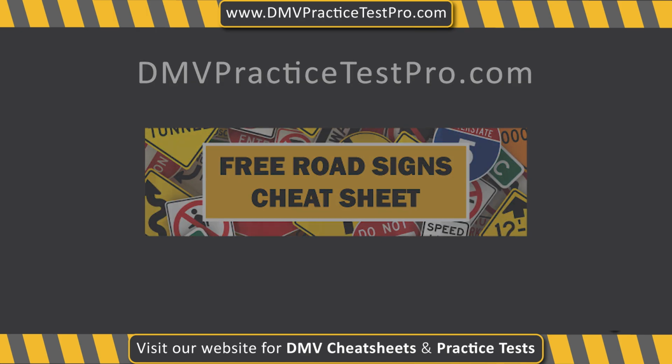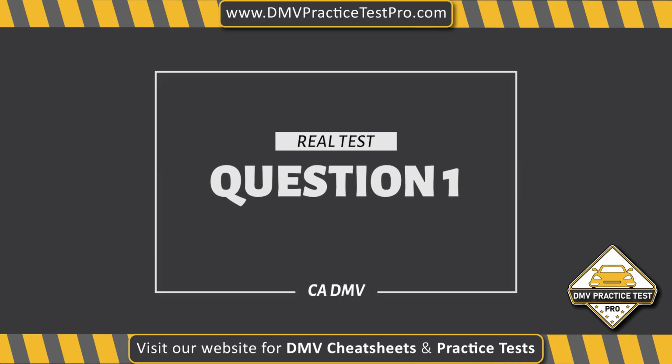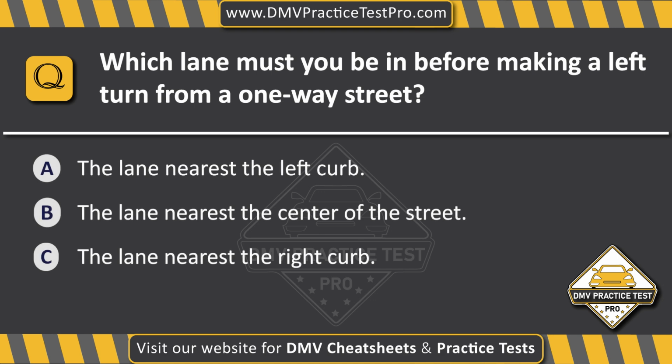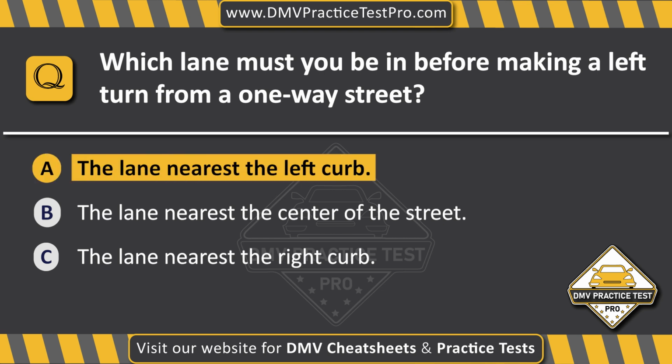Now, let's begin. Question 1. Which lane must you be in before making a left turn from a one-way street? Option A, the lane nearest the left curb. Option B, the lane nearest the center of the street. Option C, the lane nearest the right curb. The correct answer is Option A, the lane nearest the left curb.